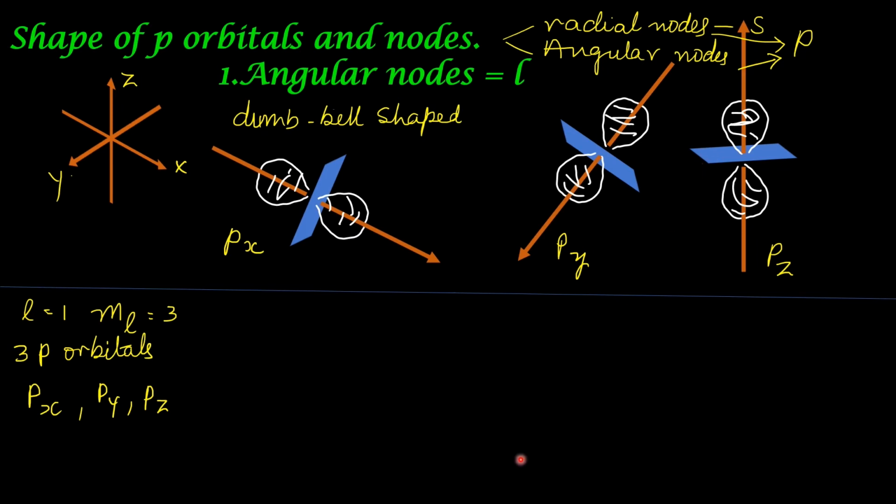Please remember, each orbital can hold only a maximum of 2 electrons, and since there are three possible orientations, that is, three orbitals for the p subshell, the p subshell can hold a maximum of 3 into 2, 6 electrons. A maximum of 2 electrons can revolve in the px orbital. Similarly, 2 electrons in the py orbital and a maximum of 2 electrons in the pz orbital.